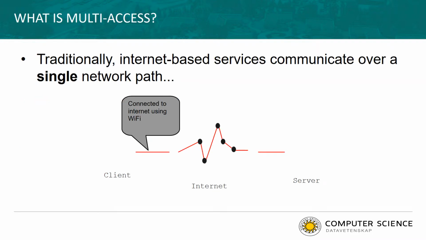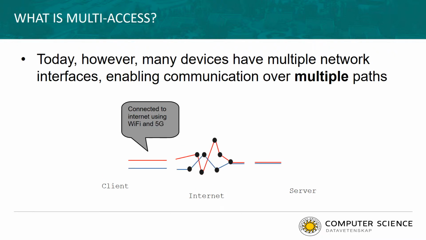So let's start with the what. Traditionally, internet-based services communicate over a single network path. So in the example in the slide, we for instance have a client connected to the internet using a Wi-Fi connection, communicating over a single path to the server. And this is a normal setup that we may be used to.